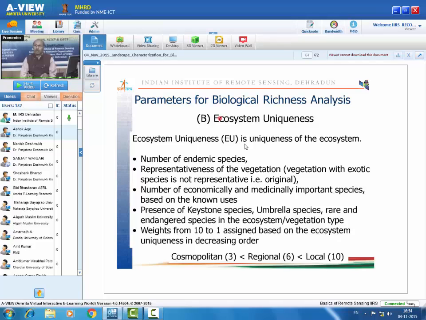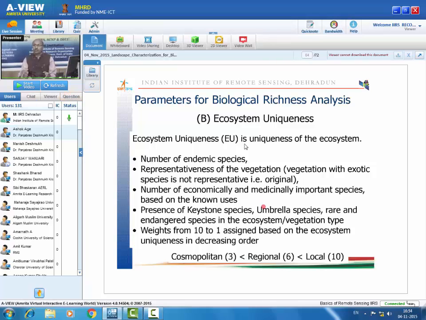Similarly, for ecosystem uniqueness, that means the number of plants which are growing there, are they endemic or are they pantropical, or cosmopolitan, or local or regional, and how many of them are endemic species, how many are medicinally important, how many are keystone species. That means this uniqueness comes from that, or maybe a tiger is present, an elephant is present, any unique animal is present.